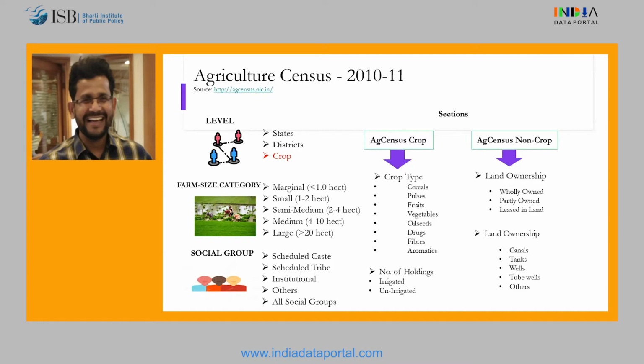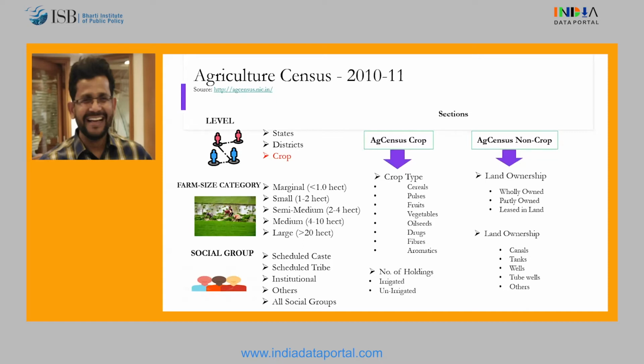Another thing is the agriculture census data under the IDP portal. You can also find the ownership data, which is very important. You can find whether the farmer owns the land himself or herself, or has taken the land on lease from others. This detailed information is also available in the agriculture census.